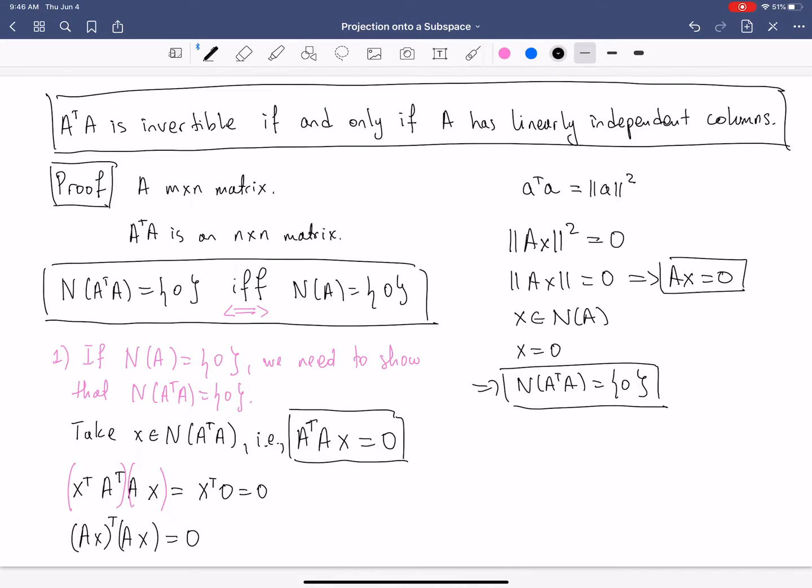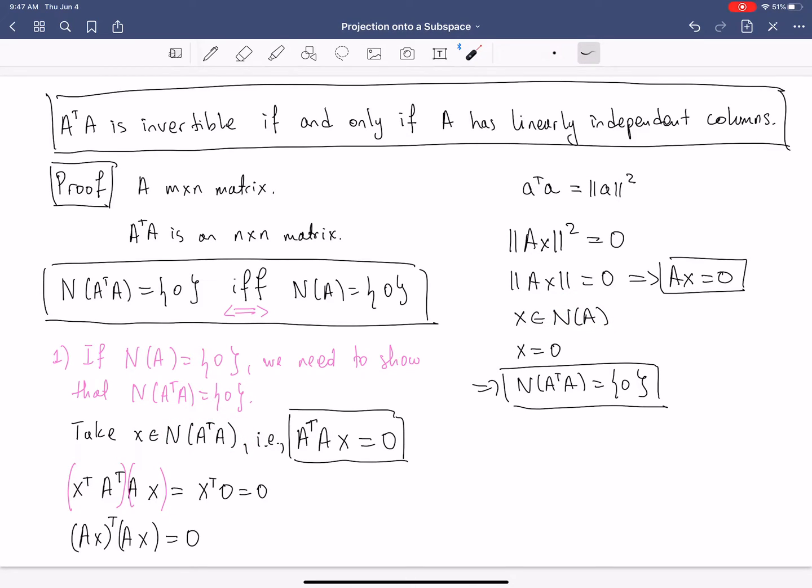What we showed with this proof, in fact, is that for part 1, we took a vector in the null space of A transpose A, and we showed that that vector is in the null space of A. In other words, this space is a subspace of this space. So the null space of A transpose A is inside the null space of A. Just because we assumed that the null space of A is 0, it turned out that they're equal in this particular case. But in fact, we showed that this space is inside the null space of A.